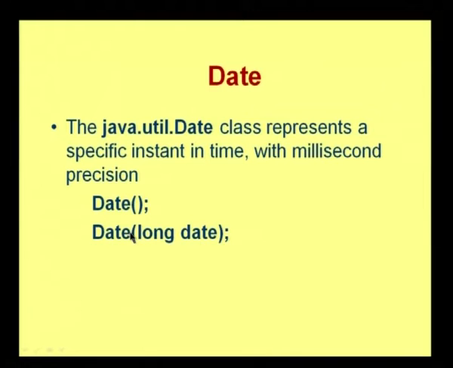That is, with namespace specification. You can see that there are two constructors: one is Date without any arguments, and the other is Date with the long data type. This represents a specific instant in time with millisecond precision. So this could give you the time, whereas the normal Date class available in SQL will give all the information regarding the particular date and time.